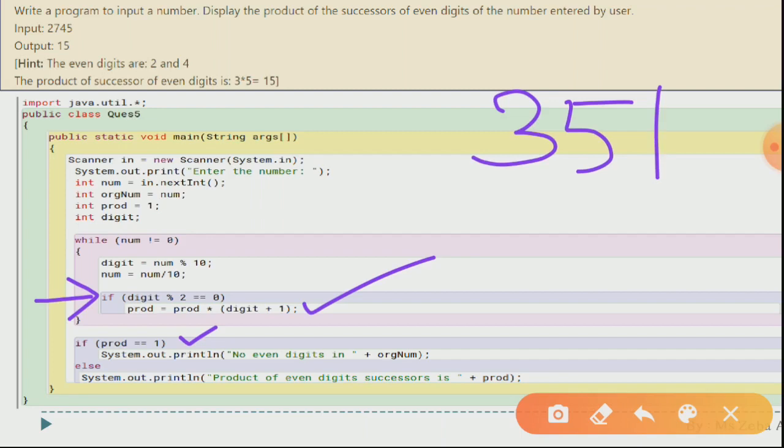So if such is the case, then this value, no even digit in original num, is going to be printed out over there. Okay, and else product of even digit successor is what? It is plus product. I hope the code is clear.